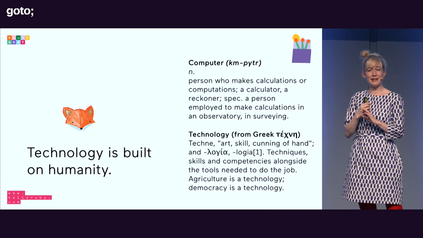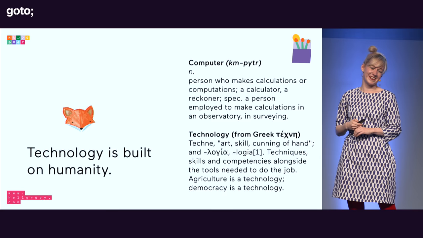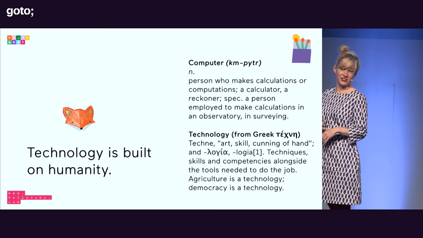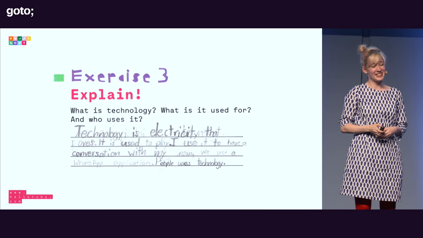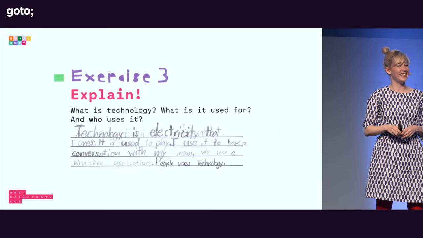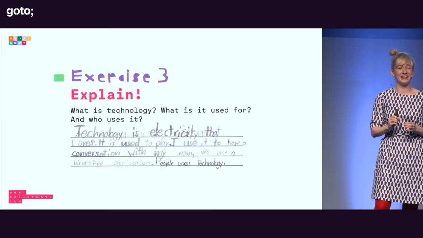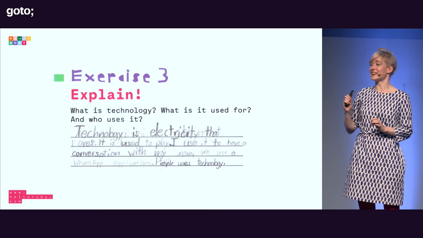And I'm going to leave you with a new definition of technology that comes from a 9-year-old girl. I asked a group of kids in Helsinki to describe what is technology, who uses technology, and what is it used for. And this definition, as mentioned, comes from a 9-year-old who said, "Technology is electricity that loves." Just going to say that again, because that is the most poetic explanation of technology you will ever hear. Technology is electricity that loves.